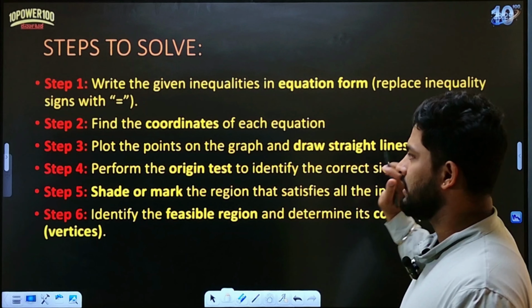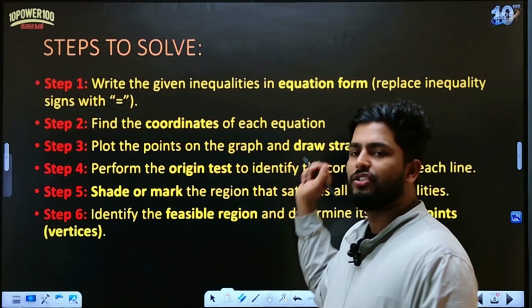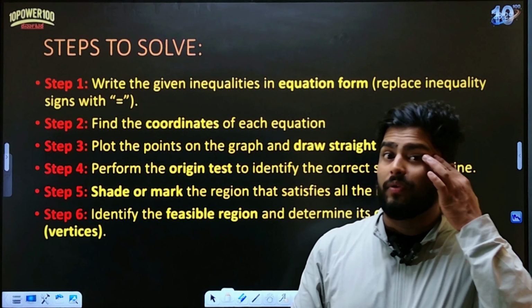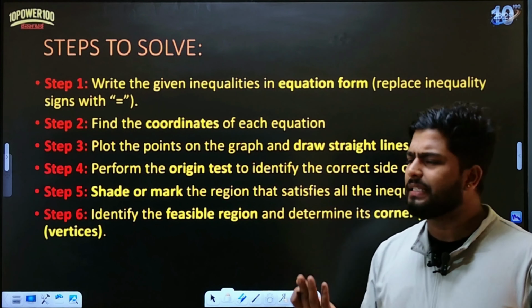Okay, so that is the first thing that you have to do. Find the coordinates of each equation. Once you remove the inequalities, you get equations. You know how to find the coordinates from grade 10. You might have done all those, so it's easy for you all.